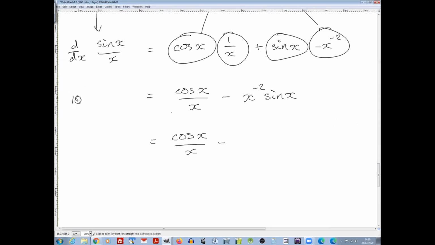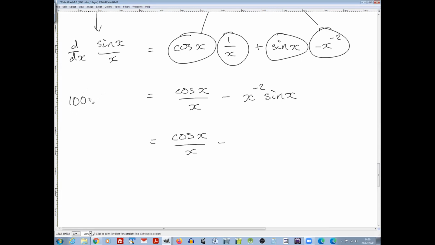For example, what's 10 to the minus 2? Root x. No. What's 10 to the minus 2? 10 to the minus 2 is... it's not the same. Is it the same as minus root 10? No, it's not, is it? What does the minus in a power mean?